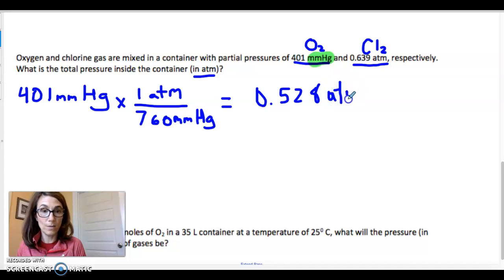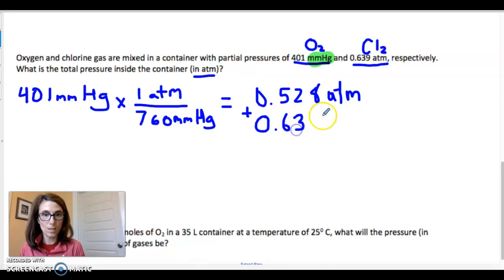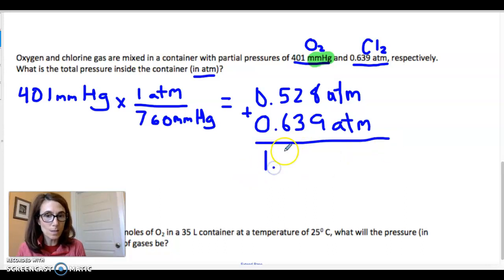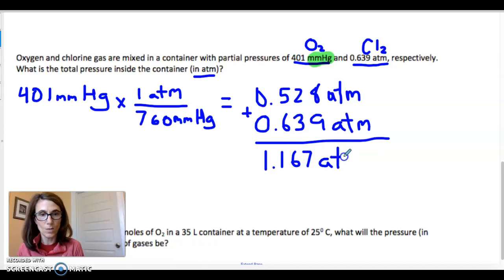Then all we have to do is add our partial pressure of chlorine to that partial pressure, so 0.639 atm, and that'll give us our P total, our total pressure. Let's add those two together. So 0.528 plus 0.639, and that gives us, and we're going to use 3 decimal places since we're adding, 1.167 atm. So not too bad there.